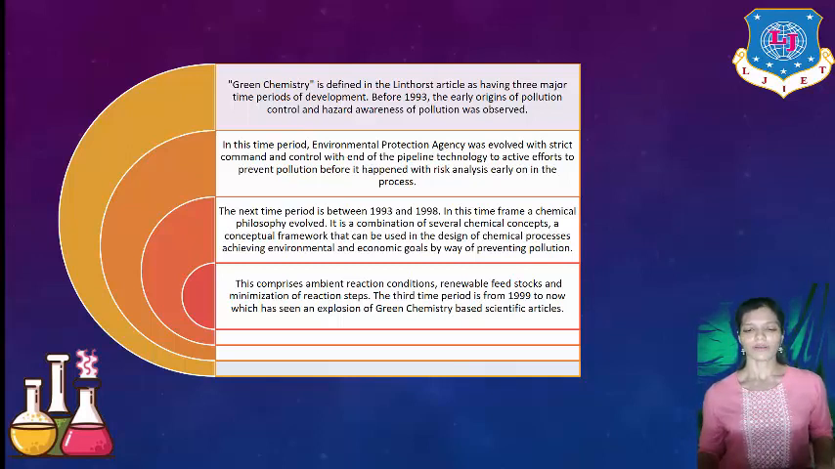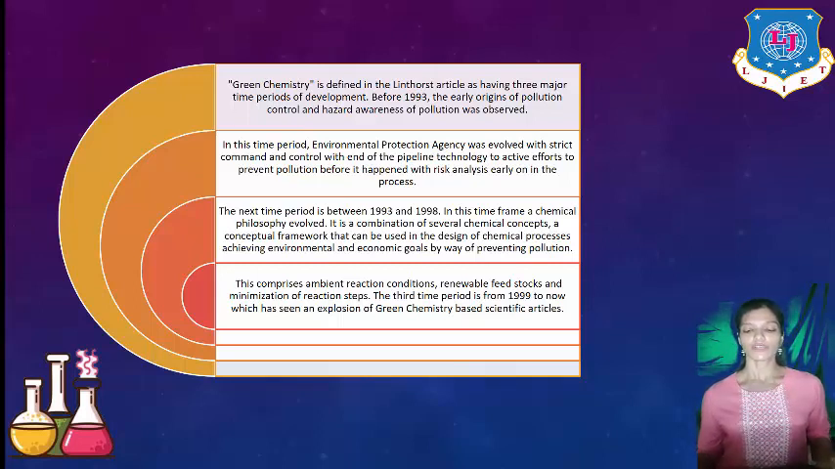The next time period is between 1993 and 1998. In this time frame, a chemical philosophy evolved. It is a combination of several chemical concepts, a conceptual framework that can be used in the design of chemical processes, achieving environmental and economic goals by way of preventing pollution. This comprises ambient reaction conditions, renewable feedstocks, and minimization of reaction steps.